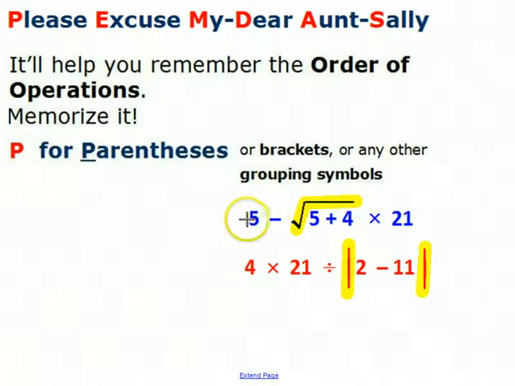So if you had the expression in blue here and you wanted to simplify it, the first step you ought to take would be to add the 5 plus 4 because they're grouped together inside that grouping symbol. Then you'd be taking the square root of 9. Likewise, if you're doing the expression in red, do 2 minus 11 first and then find its absolute value. Get that done before you do 4 times 21 divided by.